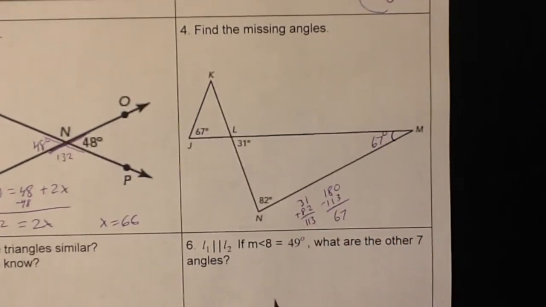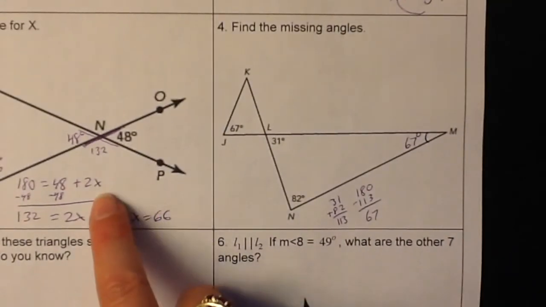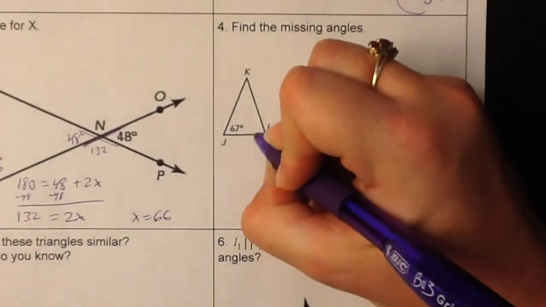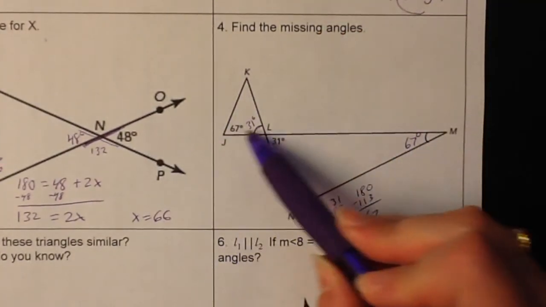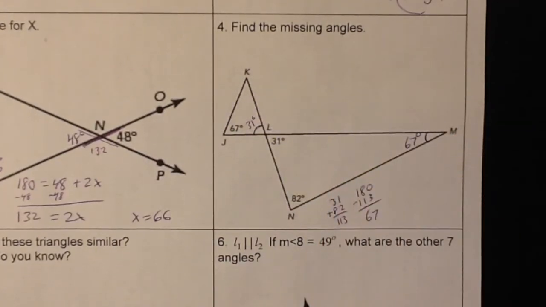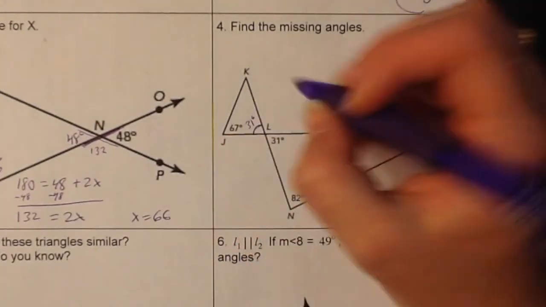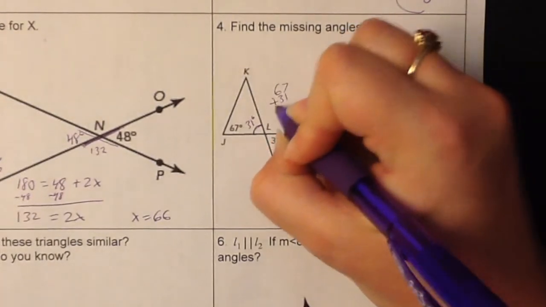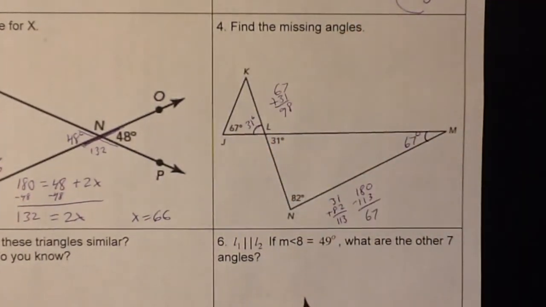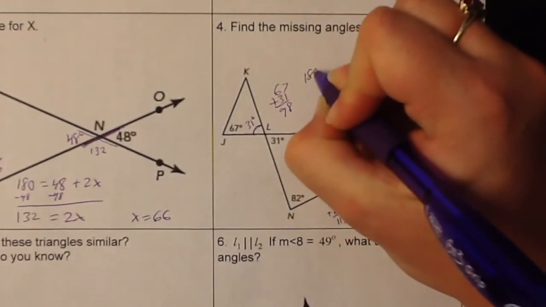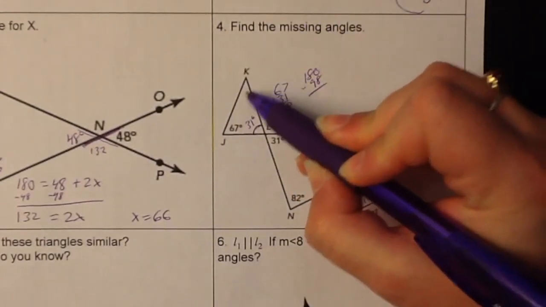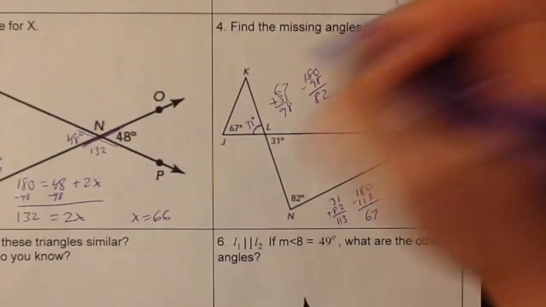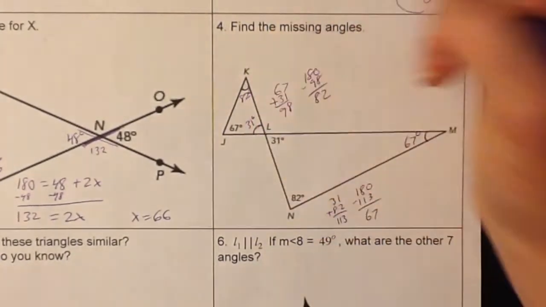But there's other angles we can find too. Using the same principle we found over here, if this is 31, this right here is also 31. And then once we have that, now we have 2 of the angles and we can find the third one. So we have a 67 and a 31. So that's 98, and I need to take that away from 180. Because that's going to give me what this angle is, since it makes up the rest of that 180, and that's 82. So this right here is 82 degrees.